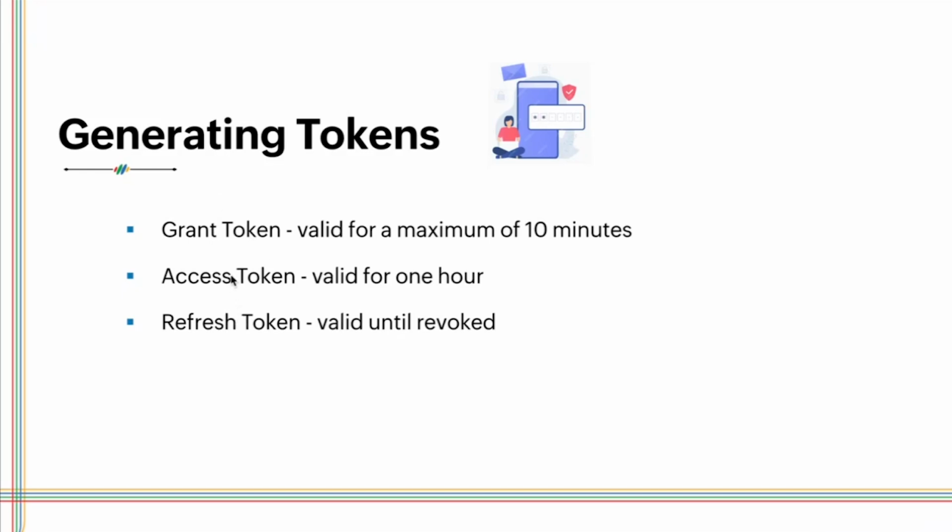So when you make the first API call to generate an access token, you will also get a refresh token in the response. So what do you do with this refresh token? This refresh token is what you'll use to generate more access tokens. So using this refresh token, you can generate more access tokens and keep continuing with your API calls. This access token is valid for an hour, and the refresh token is valid until it is removed.